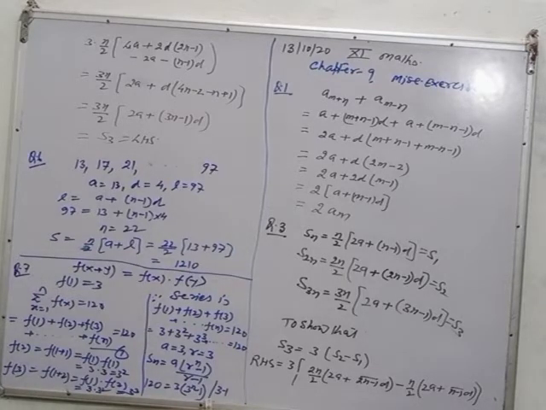Now see question number 6. Question number 6 is: find the sum of all 2-digit numbers which when divided by 4 yield 1 as remainder. Means you write the 2-digit numbers which, after dividing by 4, leave 1 as remainder. So the first 2-digit number that leaves 1 as remainder on dividing by 4 is 13. Why? Because 4 threes are 12 and it leaves 1 remainder. So the first term is 13, then the second, with a difference of 4, is 17, 21, and the last 2-digit number is 97.